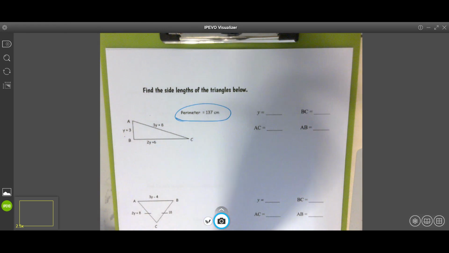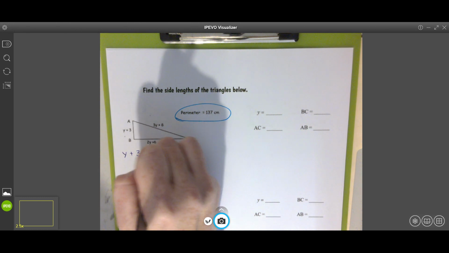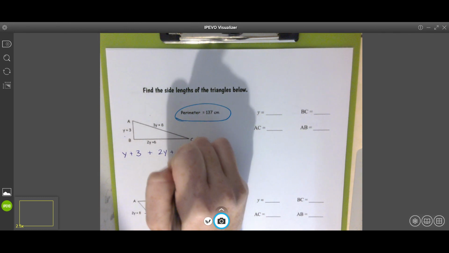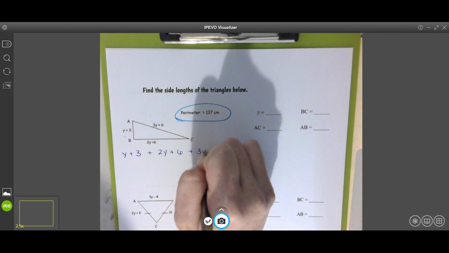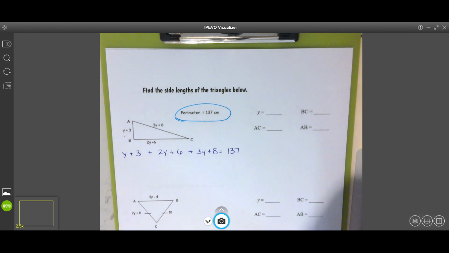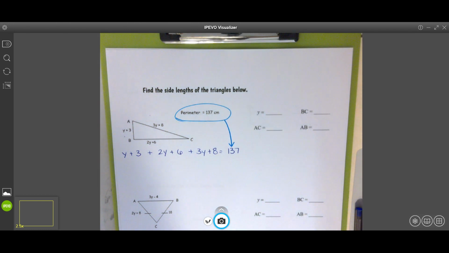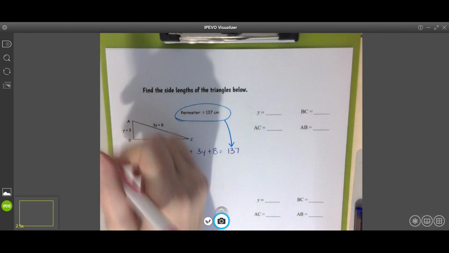I can start from any side, it doesn't matter. So I have y plus 3 plus 2y plus 6 plus 3y plus 8, and that's going to equal 137. Again, that's from our perimeter we set it equal to. Now I'm going to go back and combine like terms on my left-hand side. So I'm going to circle all my variables.